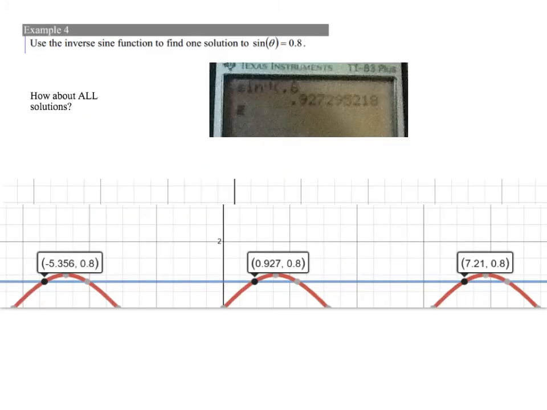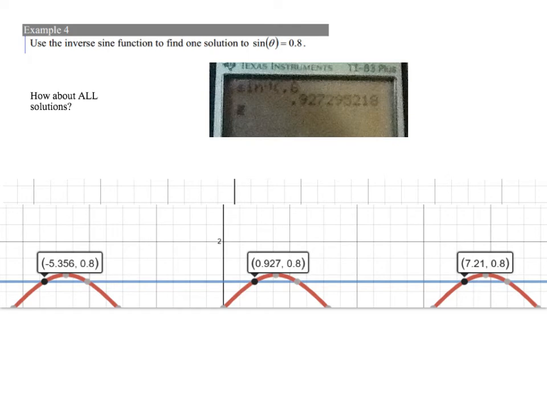Now this equation is not a nice equation. I don't know exactly when the sine is equal to 0.8. So I grabbed my calculator, made sure it was in radian mode, and I did the arc sine of 0.8, and I got that decimal. Notice that's the same as what's on the graph. And that will be the first solution, one solution. So I don't really even need the graph.